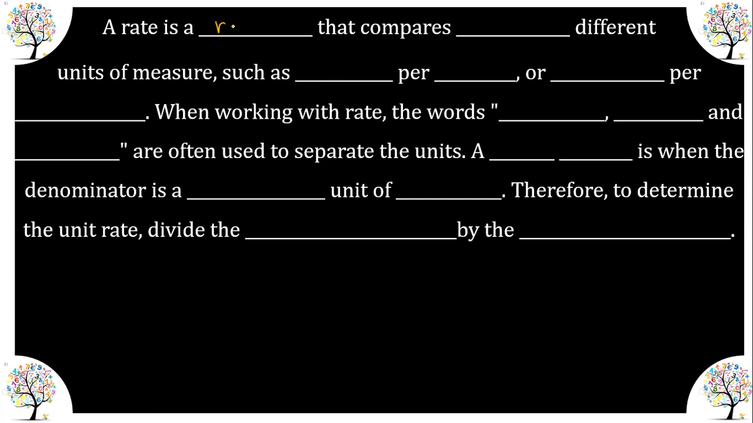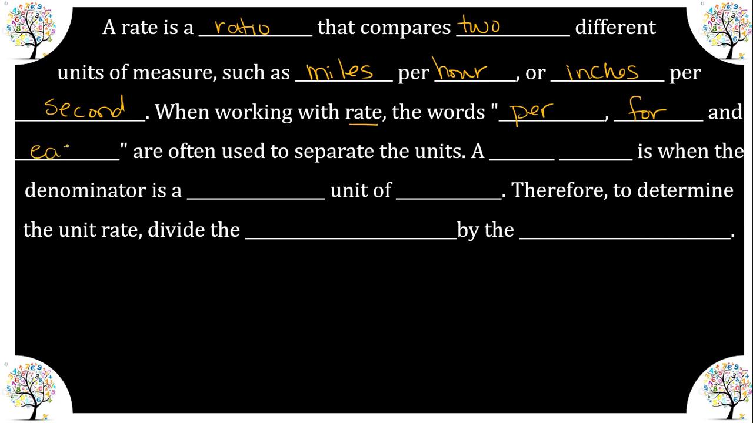A rate is a ratio that compares two different units of measure, such as miles per hour or inches per second. When working with rate, the words per, for, and each are often used to separate the units. You can see in our example, miles per hour, inches per second.